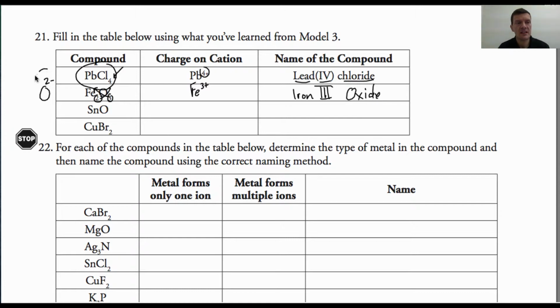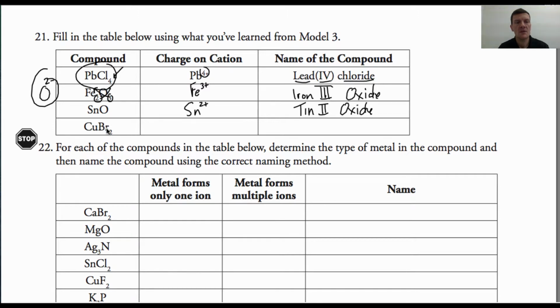Oxygen is always a -2, so this tin must have a +2 to give you a total charge on the compound of 0. So this must be tin 2+. We have to put that because tin has multiple ions that are possible. So we say tin 2 oxide.